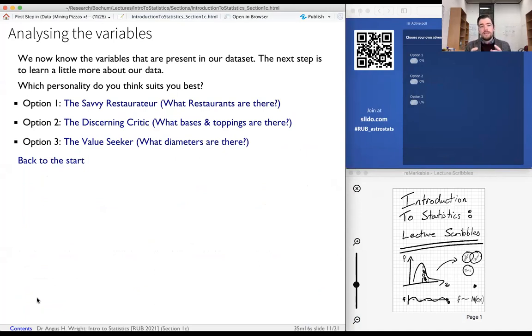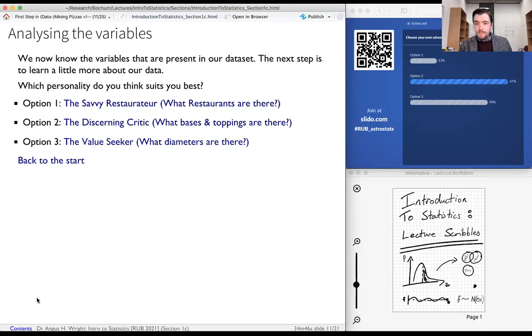I've sort of split these into what I think of as the personality types that people would be interested in for selecting their particular choices. So we can have the savvy restaurateur who wants to know what type of restaurants are available to us, the discerning critic who is interested in knowing the types of toppings and bases that are available, or the value seeker, the person who just wants to jump straight in and look at the diameters of these pizzas and make that their decision.